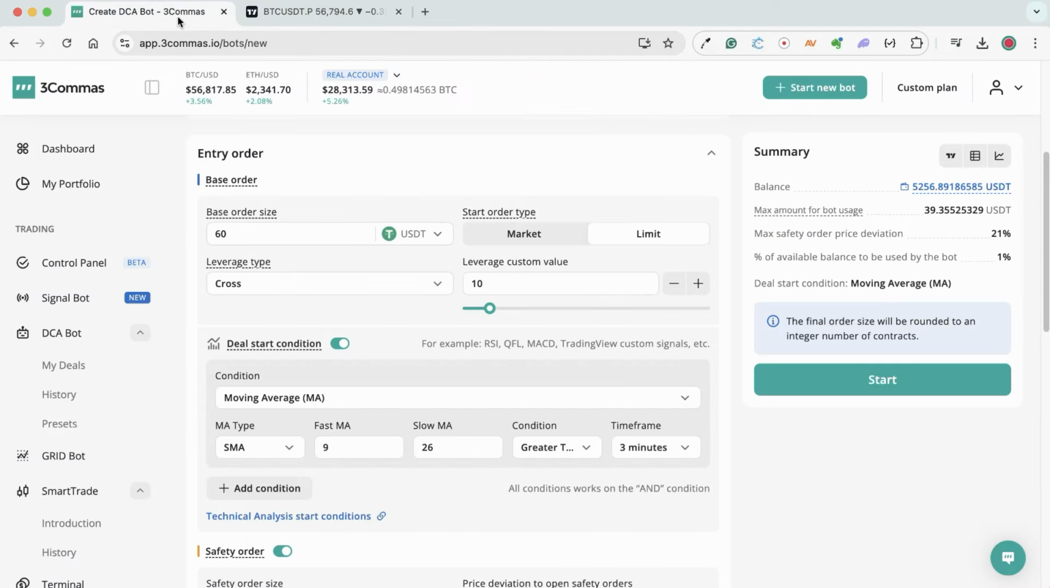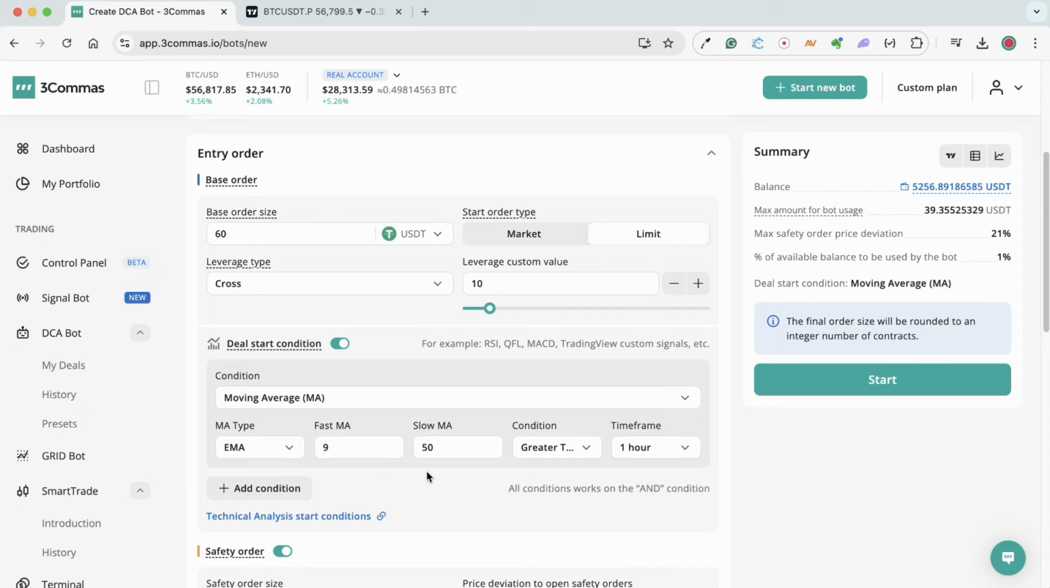Here are the steps to set up a bot to trade continuously with a long bot using a moving average indicator. Go to the Deal Start Conditions section. Select the moving average indicator. Configure the conditions and settings as follows. Set the fast MA and slow MA. In our example, we configured the fast MA to 9 and the slow MA to 50. Choose greater than as the condition.